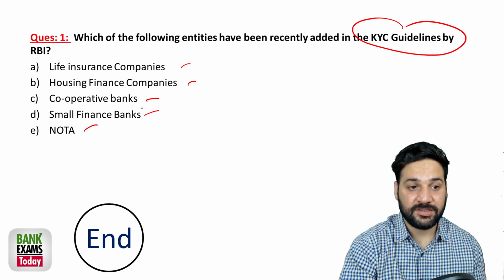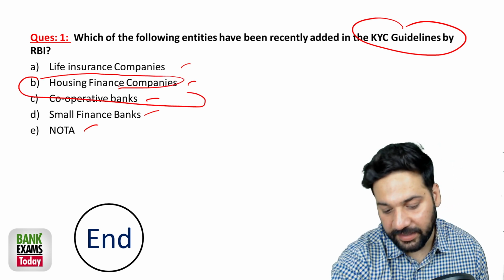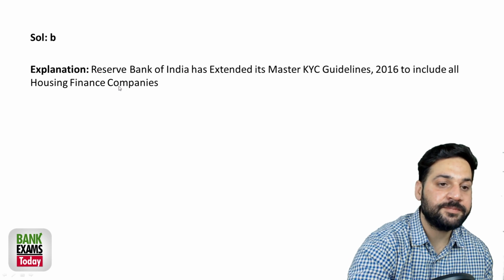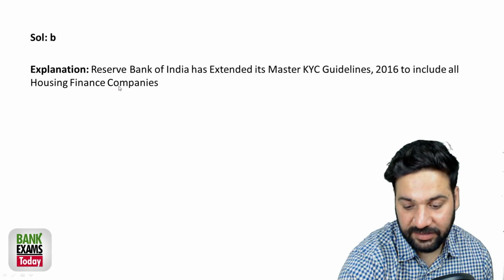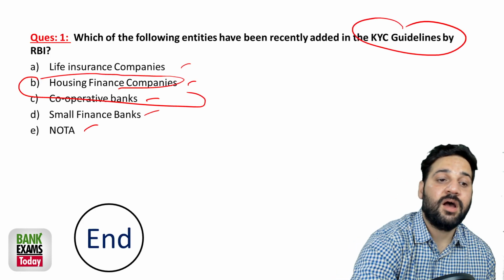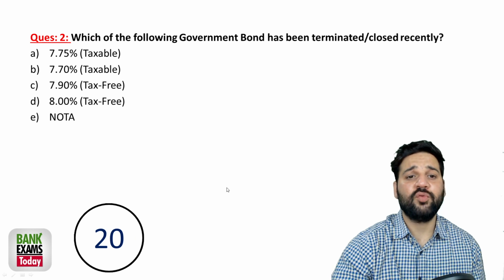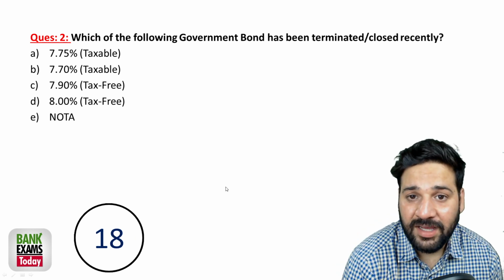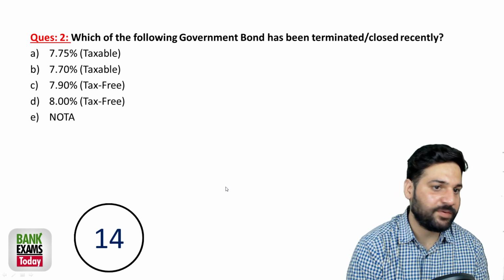So the correct answer is housing finance companies. The scope of the KYC guidelines has recently been extended to the housing finance companies. The next question, number 2: which of the following government bonds has been terminated, closed recently?